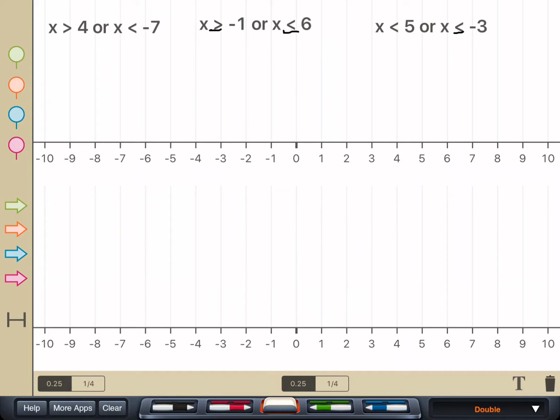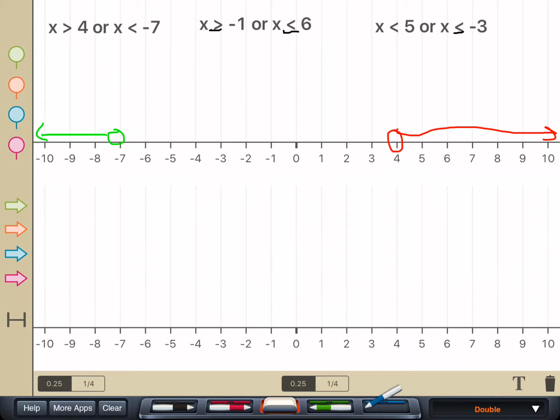So our first compound inequality is x is greater than 4 or less than -7. Okay, so let's graph each of these. So x is greater than 4 is going to look like this. Wow, that's a funky line. And x is less than -7 is going to look like that. Actually, let me graph that in a different color. Okay? Now, when I graph my compound inequality below, I am only going to select values that work for one or the other.